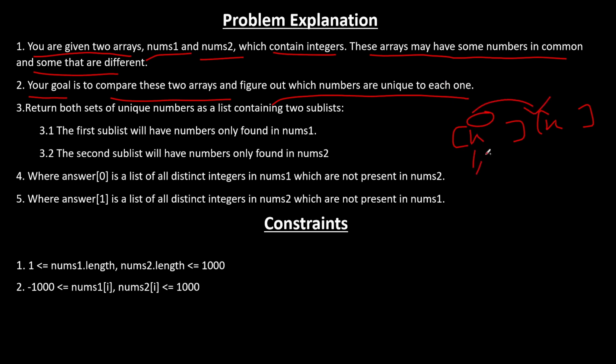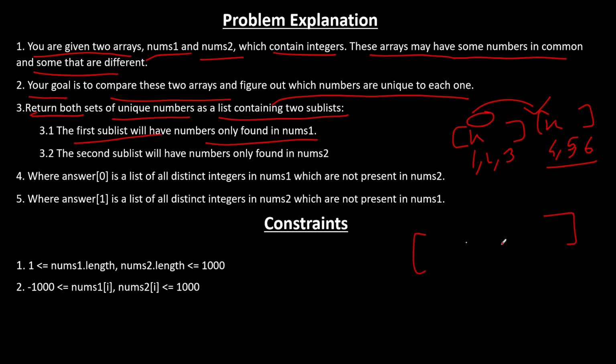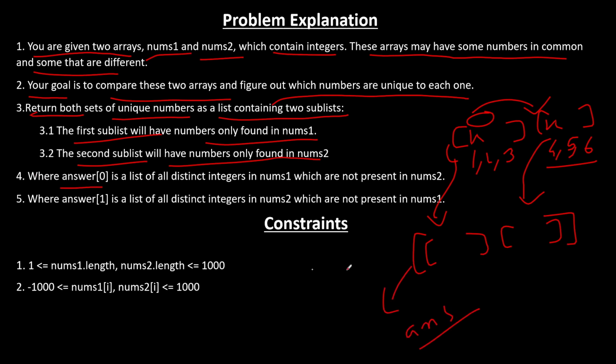Basically, the numbers here are 1, 2, 3, which are not present here. Here we have 4, 5, 6. And we have to return both sets of unique numbers as a list containing two sublists. The first sublist will have numbers only found in nums1. A sublist means a kind of 2D list, a 2D array. The second sublist will have numbers only found in nums2. Let's name this as answer, or result.